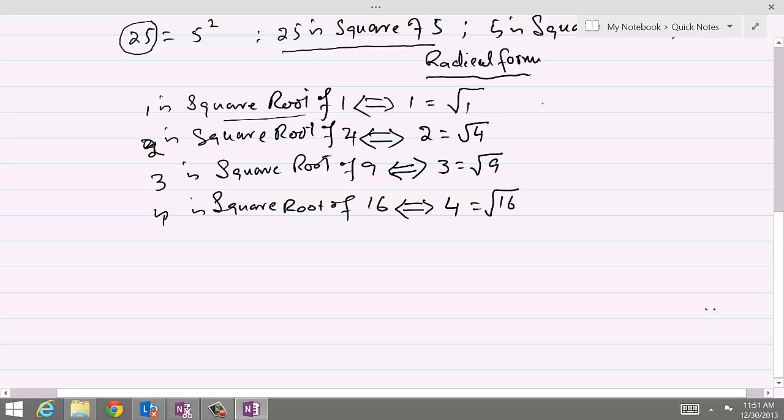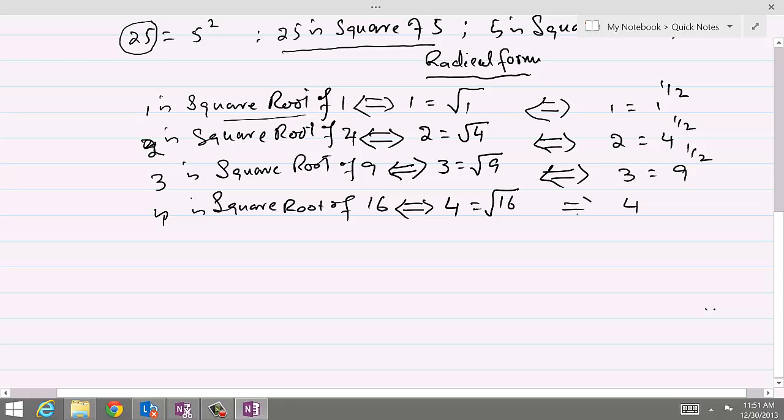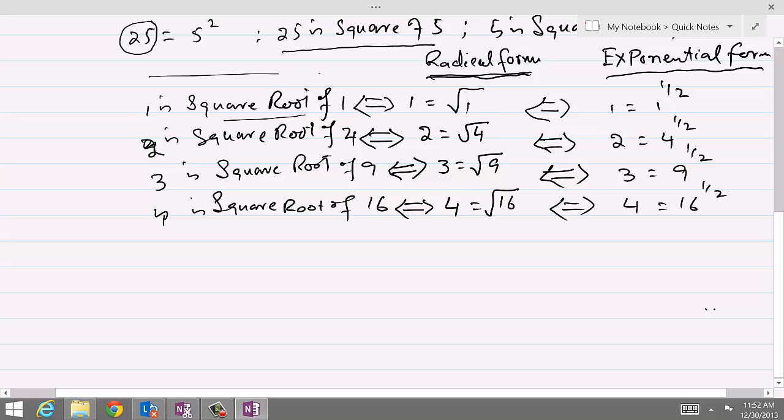The same way we can express it in another form, which is 1 is equal to 1 power 1 by 2. So the square root means power 1 by 2. So 2 is equal to 4 power 1 by 2, 3 is equal to 9 power 1 by 2, and 4 is equal to 16 power 1 by 2. This is called exponential form. It doesn't matter whether you write it in exponential form or radical form, all these mean one and the same thing.